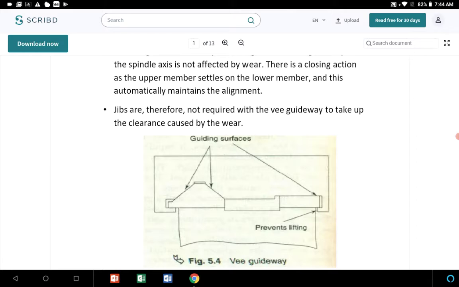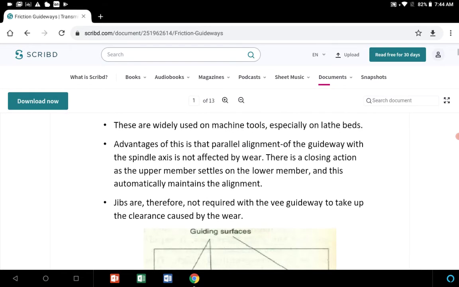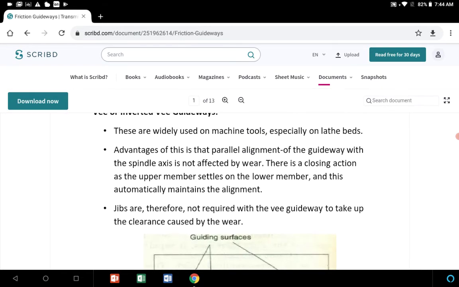Even jigs and fixtures are also not required for this. So perfect movement or location, parallel movement will be there. So these are widely used on the machine tools, especially on lathe beds. So the advantage, what I said, is perfect parallel alignment will be there.